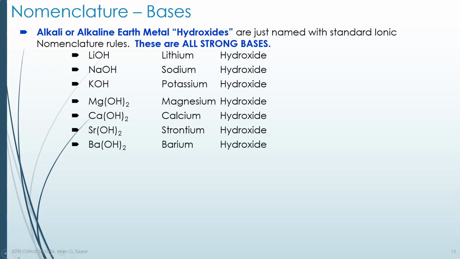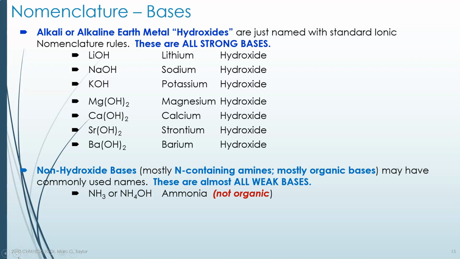We also have the alkaline earth metal hydroxides, the second column in the periodic table. Magnesium hydroxide, calcium hydroxide, strontium hydroxide, barium hydroxide, and you notice each of these has 2 hydroxide groups. So when you're counting them, you have to realize, oh, there are 2 per compound, per formula unit, and that may change how much of a material you use during an experiment. But these are all considered strong bases. There are other hydroxides that are not considered strong bases, but these are your strong bases, the alkali and the alkaline earth metal hydroxides. And all hydroxides are easy to name. You just use normal ionic nomenclature rules.